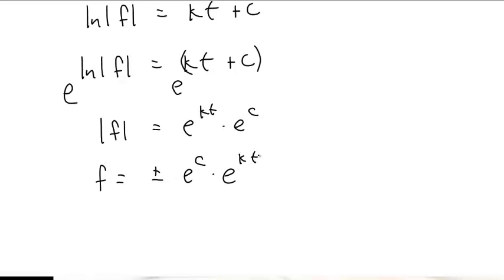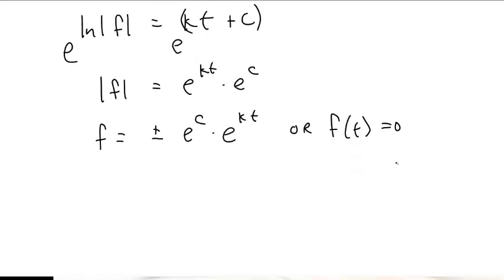I'm not going to go through the whole thing again, but I forgot to mention that your function f of t could also be constantly 0, because in that case the derivative is 0, and that is k times a function that's continuously 0. So what we get is f of t is a e to the kt, where a is a constant.